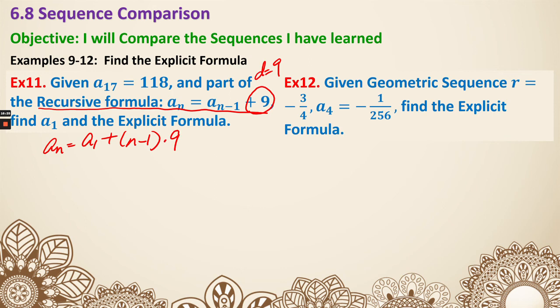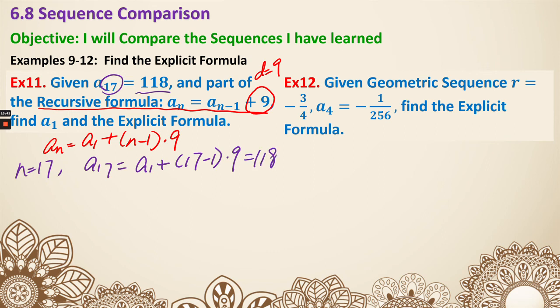Since I'm solving for a sub 1, I'm going to use the specific term I'm given, again, which is 17. So n equals 17, that means a sub 17 is a sub 1 plus 17 minus 1 times 9. I already know my a sub 17 is 118. So I set it equal to 118, then start solving. A sub 1 plus 17 minus 1 is 16. 16 times 9 is 144. That equals 118. Subtract 144 on both ends. My a sub 1 would actually be negative 26.